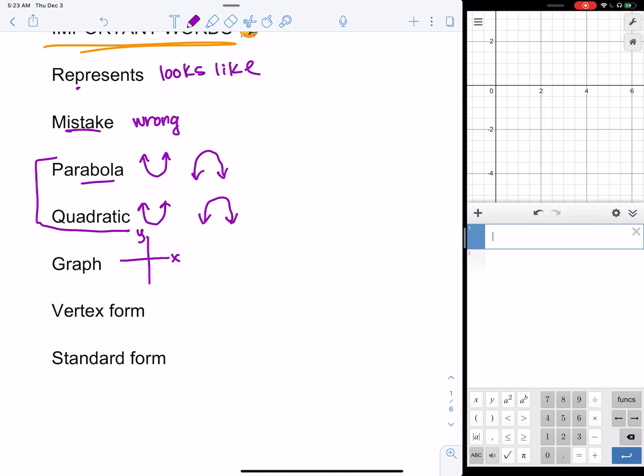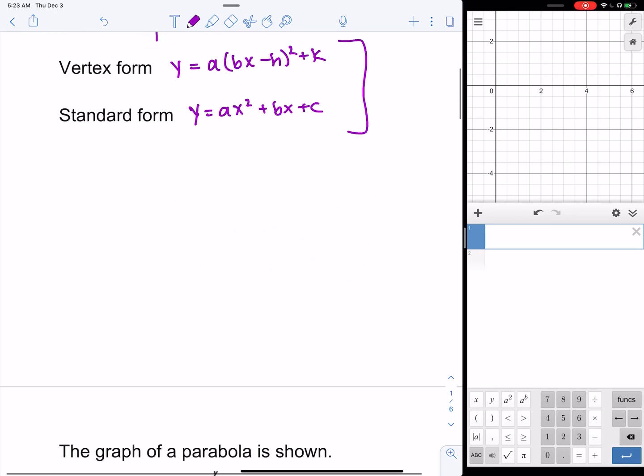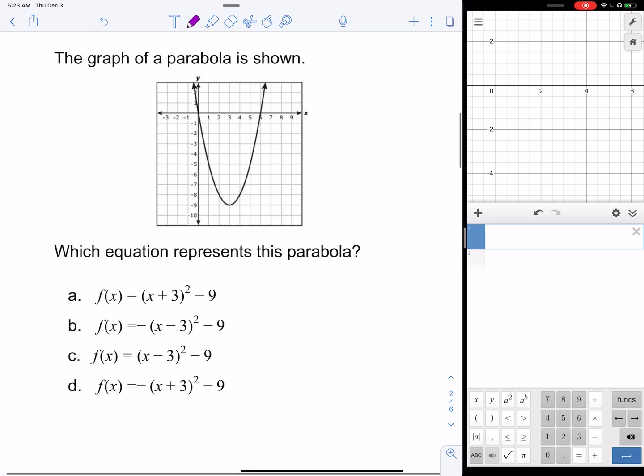And then vertex form and standard form. Vertex form is going to be your y equals a(x minus h) squared plus k. And your standard form is going to be y equals ax squared plus bx plus c. These get important when it comes down to different problems, you just need to know them. But anyways, let's get to the actual material.